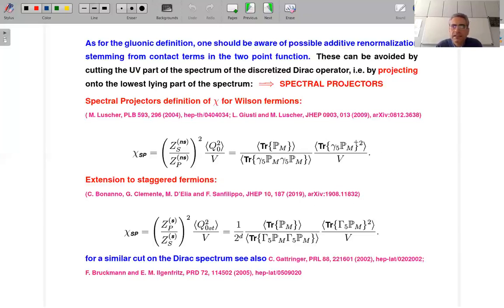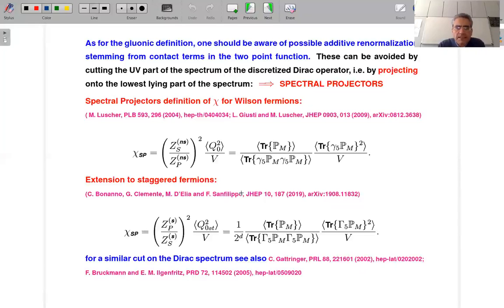And basically, again, the idea is that you are cutting away the high frequency eigenvectors of the Dirac operator, which are related to these contact terms in the two-point function. Now, this can be extended also to staggered fermions, and this has been done last year in this paper.